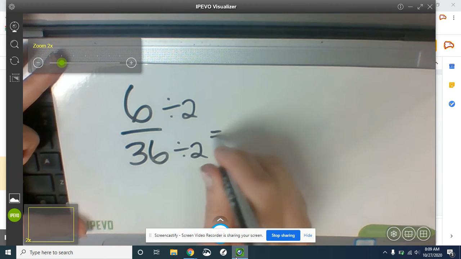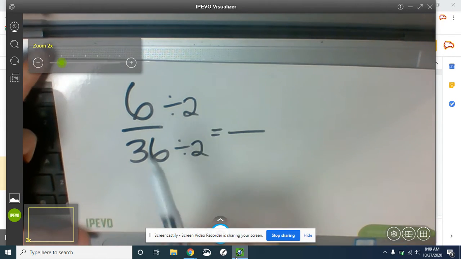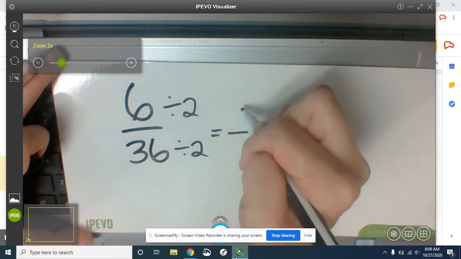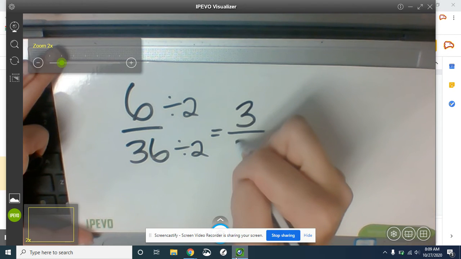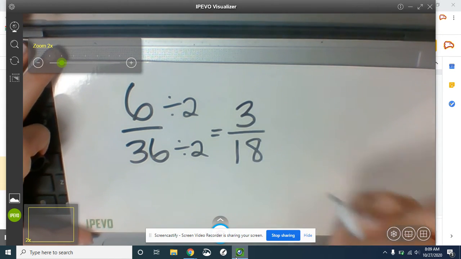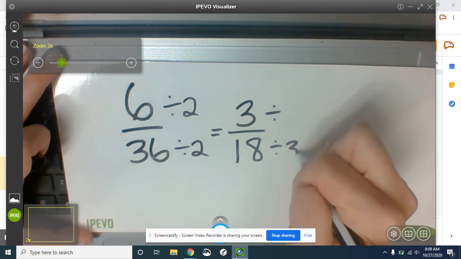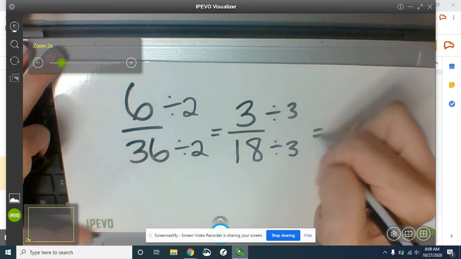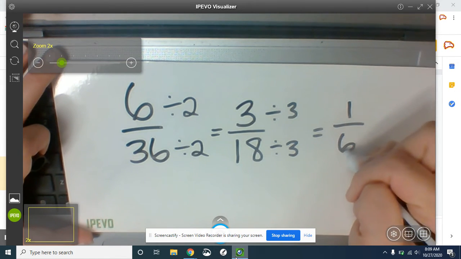Just like when we wrote equivalent fractions before, where we can multiply the top and bottom by the same thing and we're not changing what the fraction represents, the same works with division. So 6 divided by 2 would be 3, and 36 divided by 2 would be 18. Now, we can reduce this even further. 3 and 18 are both divisible by 3. So 3 divided by 3 is 1, and 18 divided by 3 is 6.